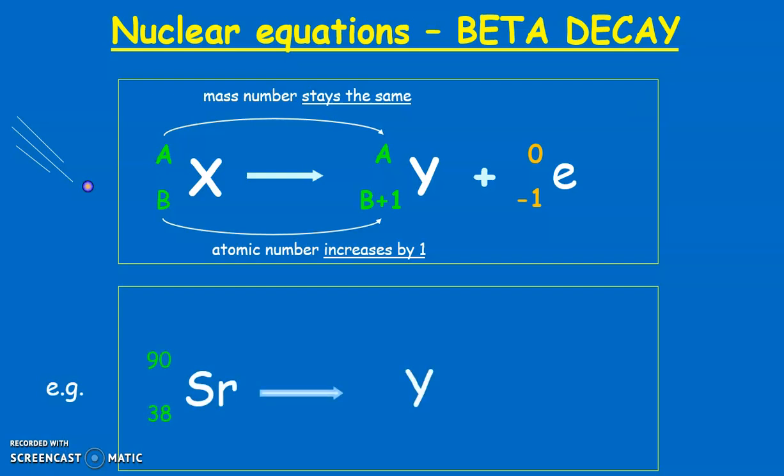Here's an example of this happening. The mass number is staying the same. The proton number, atomic number, goes up by 1, and there is your particle. Please copy this information down for the beta decay.